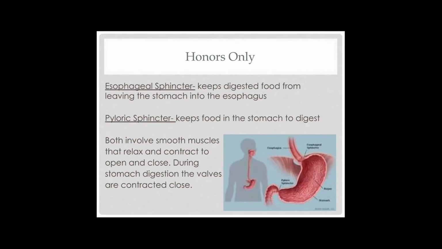So yet again, honors only. There are 2 sphincters located around the stomach to help prevent things from going back up into the throat and to help keep things from progressing before they are fully digested or broken down. The first one that keeps it from going back into the esophagus is the esophageal sphincter, which makes sense. Esophagus, esophageal, same thing. And then the one that is going to stop the food from progressing until it is ready is the pyloric sphincter. It's not going to open until the food is fully digested.